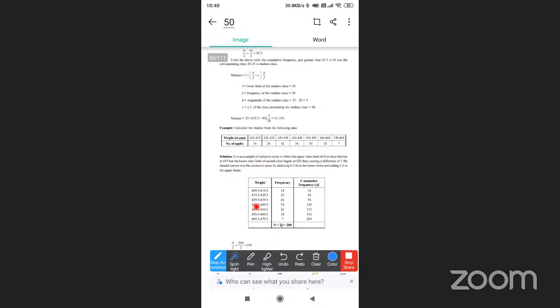So 409.5 to 419.5. Now subtract from the lower limit: 420 minus 0.5 means 419.5, to 429 plus 0.5 means 429.5. So you can construct it this way. In statistics, the frequency distribution should always be continuous. But here it is given as discrete, so you can convert it into continuous. Similarly, you can calculate.